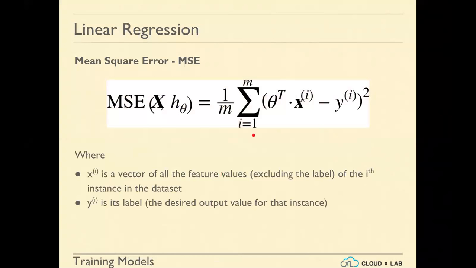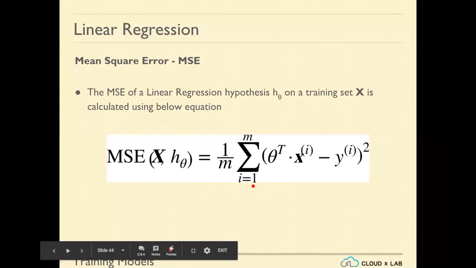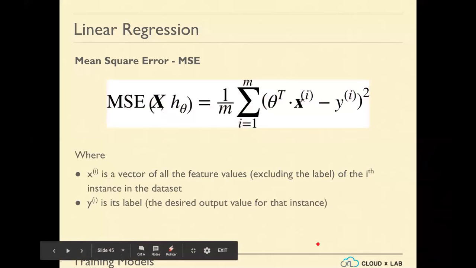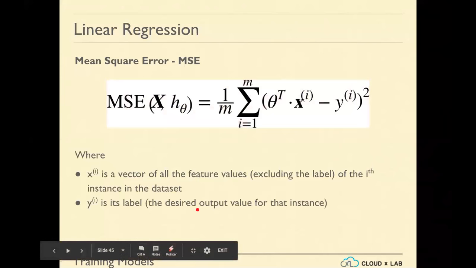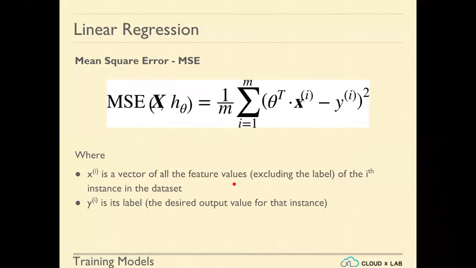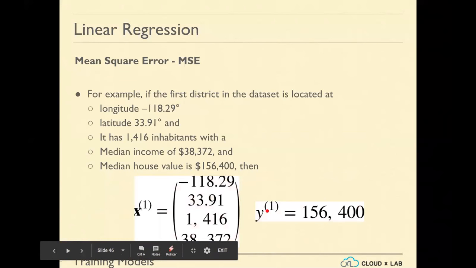Sigma means that we are summing up all the values. It's like a for loop: we go from 1 to m and sum up these values. That's what it is. Xi is the vector of all feature values of the ith instance in the data set. Yi is its label, the desired output value for that instance. So this is how it looks.